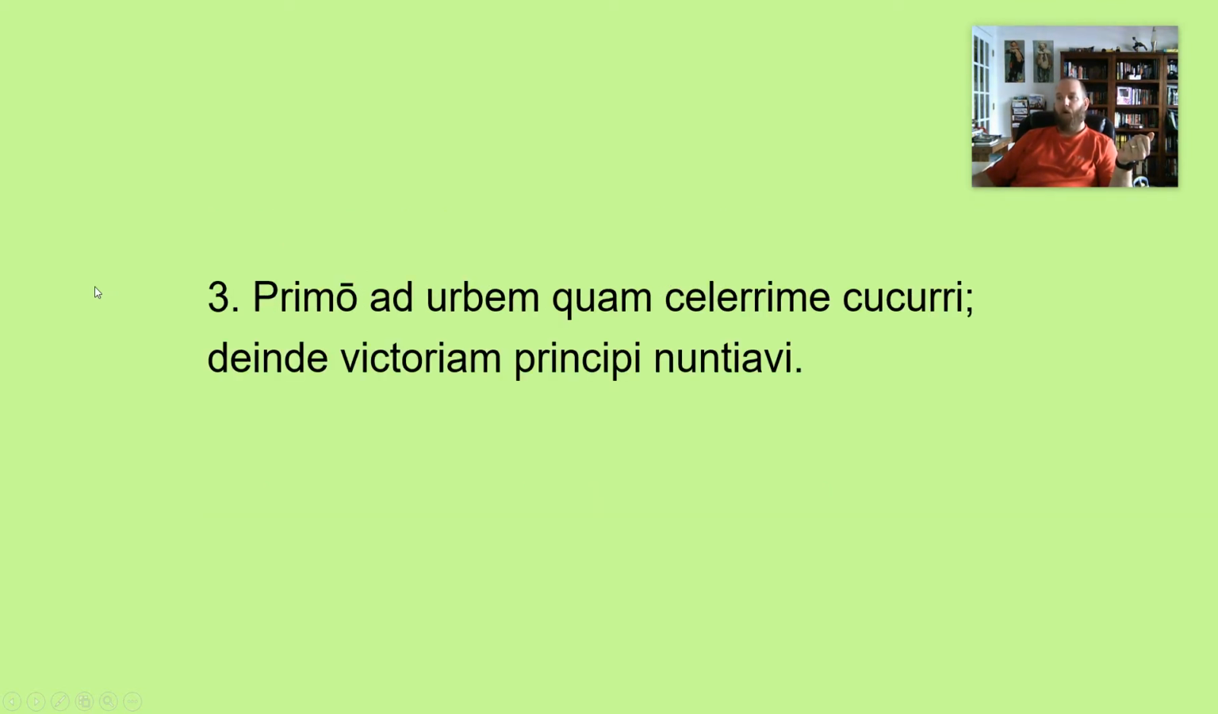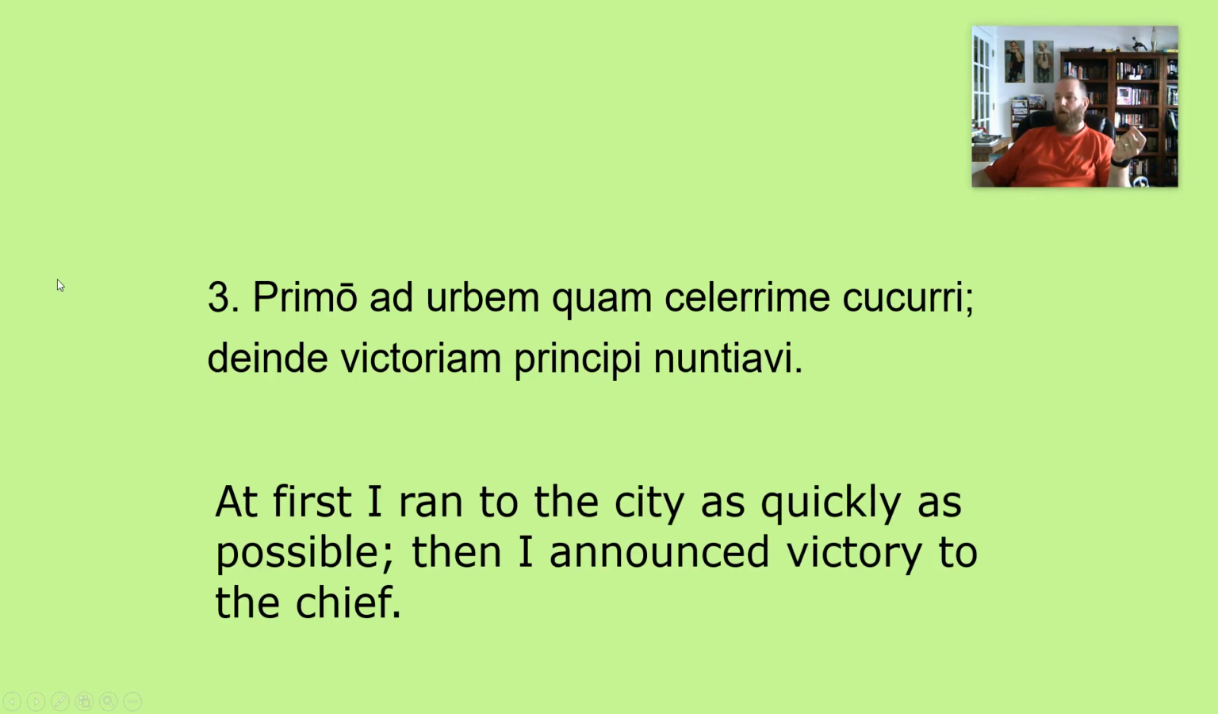Okay, let's check out this one. Primo adverbum quam celerrime concurri, deinde victoriam principi nuntiavi. Remember, primo, when it's used alone, is like an ablative of time when. It means at first. So at first, I ran to the city as quickly as possible. Remember, quam with the superlative after it means as blank as possible. So at first, I ran to the city as quickly as possible. Then I announced victory to the chief. I think that's what I have here.